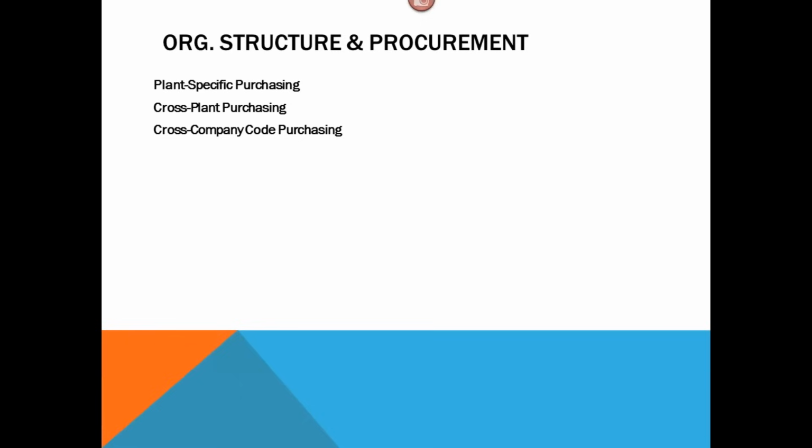And cross company code means, suppose you have India and you have an operation in Singapore, then you can complete procurement from Singapore, like import or export. So this is called cross company code purchasing. So the company code defines here two different entities. One is India, one is Singapore.